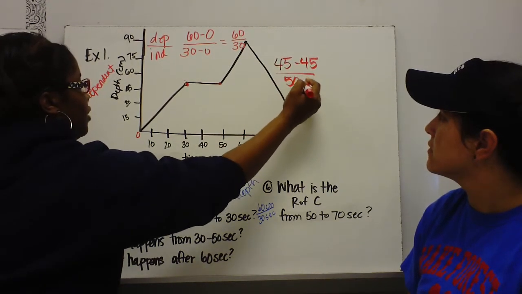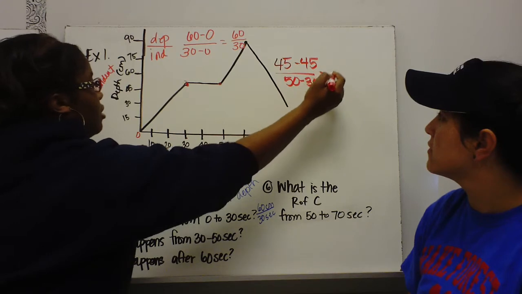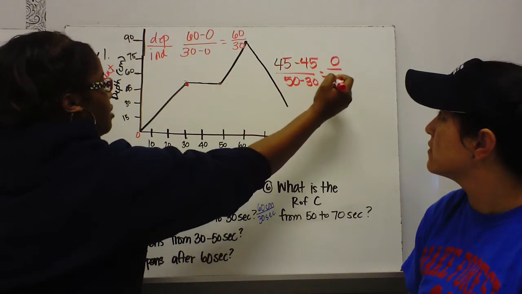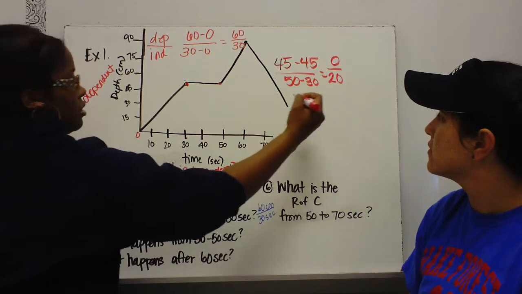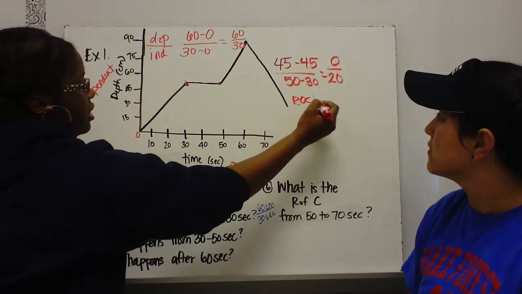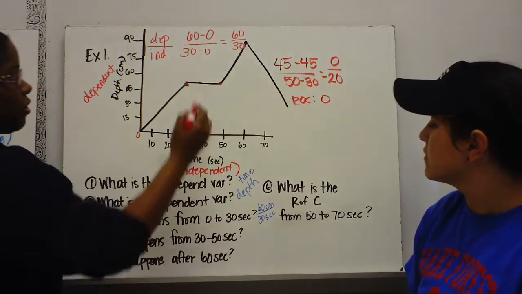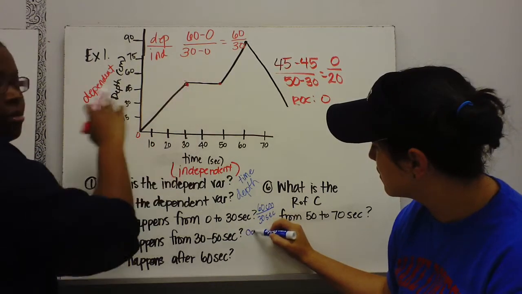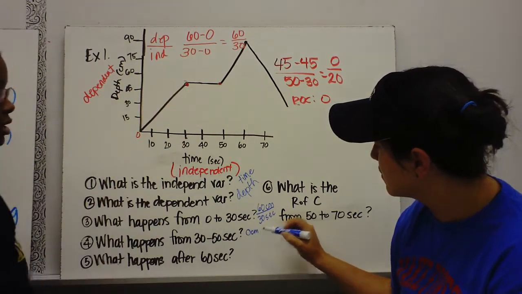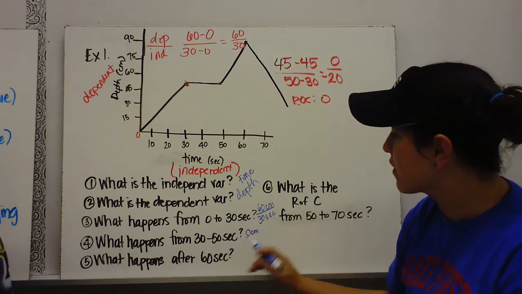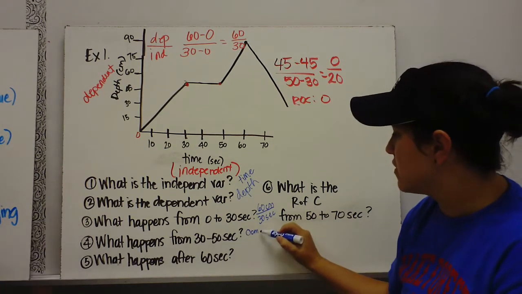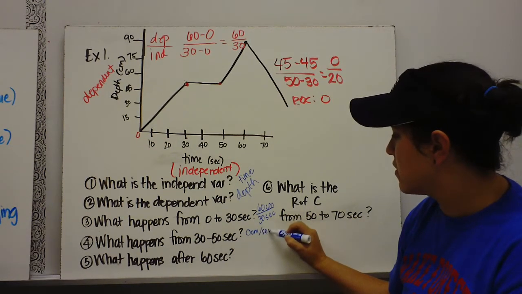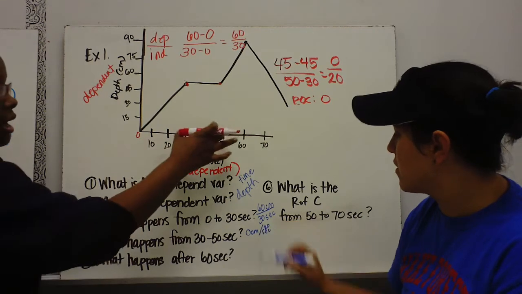And the time is 50 minus 30. 45 minus 45 is 0, and that would be 20. So our rate of change is actually 0. There's nothing happening here. We talked about that the tub is not being filled up. So there's a 0 rate of change. It's 0 centimeters every 20 seconds in this time interval.